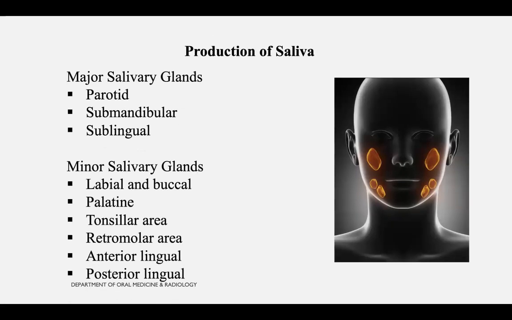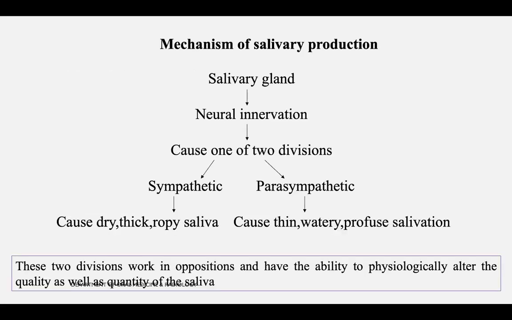The saliva is produced by the major and the minor salivary glands. The major salivary glands include the parotid, the submandibular, and the sublingual glands. The minor salivary glands include the labial, the buccal, the palatine, the tonsillar, retromolar, and the anterior and posterior lingual glands. This is a short mechanism of how the saliva is produced.